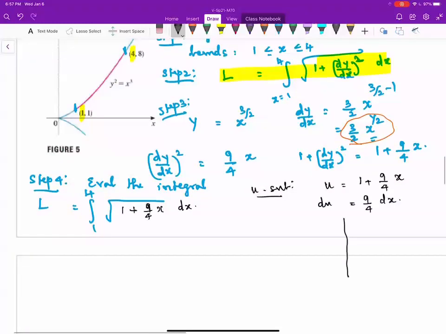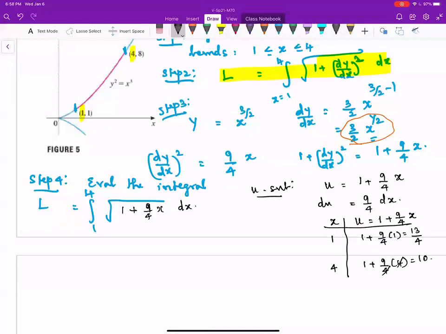Whenever you introduce a new variable, you have to also change the limits. The original variable was x. The new variable is u, which is 1 plus 9 by 4 x. The lower limit is 1. If you substitute 1 for x, we get 1 plus 9 by 4, which is 13 over 4. The upper limit is 4, so 1 plus 9 by 4 times 4 is equal to 10. So the new limits for u are 13 over 4 and 10.